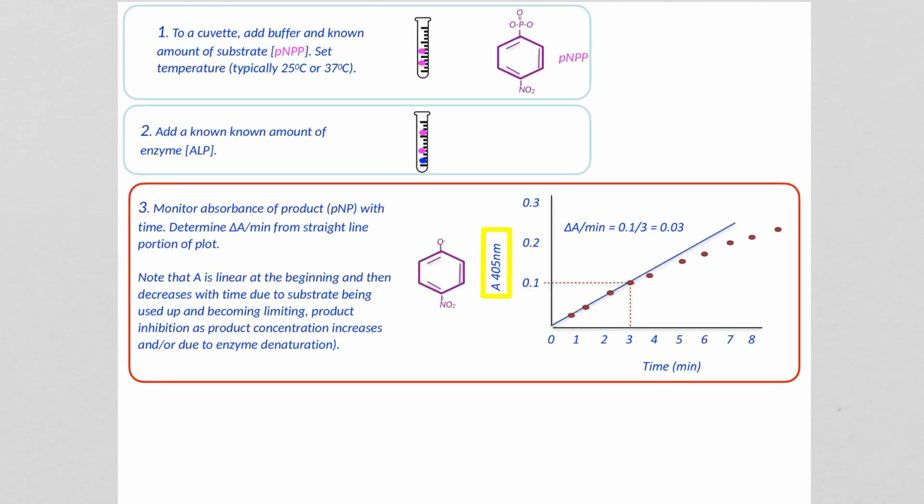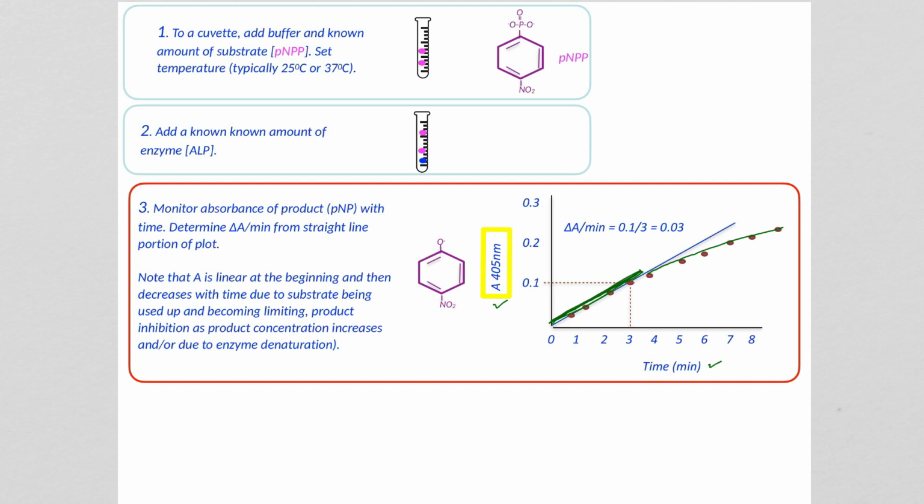Once the enzyme is added, the alkaline phosphatase will catalyze the breakdown of the substrate para-nitrophenol phosphate into para-nitrophenol, and since this is yellow in color, the absorbance at 405 nanometers will go up, and you will see the increasing absorbance with time. When you plot the absorbance at 405 nanometers with time, you might see that the absorbance is linear for a few minutes and then curves off as time progresses.